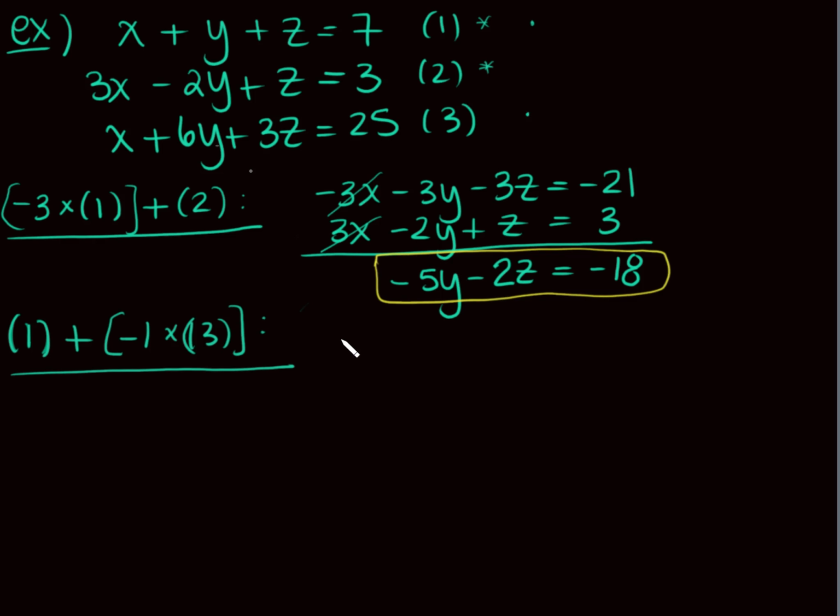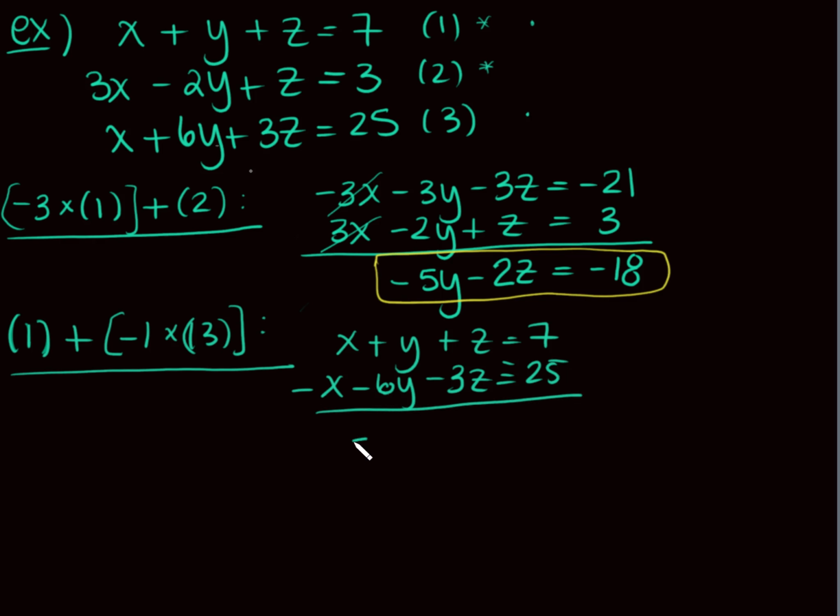So I have x plus y plus z equals 7. And then if I take -1 times the third one, I get -x minus 6y minus 3z equals -25. Let's add those together. So look at what I'm going to get. I'm going to get -5y minus 2z equals, that's -25 plus 7, -18.